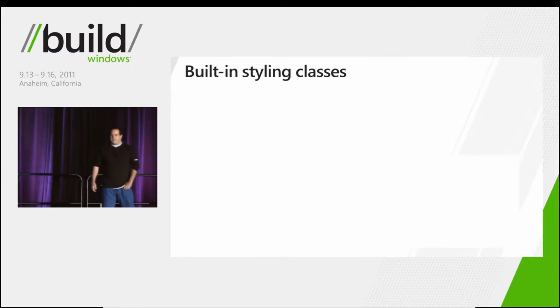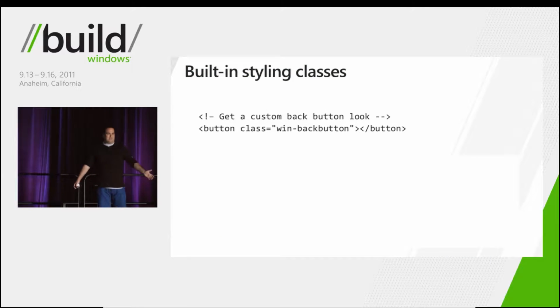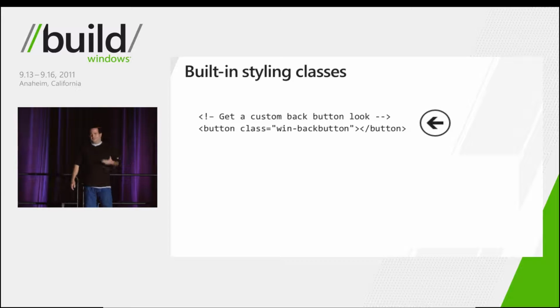Let me show you. So this is a button, pretty easy to declare. Everybody's familiar with it. And to style this button using one of the classes that's built into the default style sheet, all I have to do is add a class that's already been defined in the style sheet. So here I've got button, I say class equals win back button, and my regular button, which is a gray rectangle essentially, gets turned into this circular glyph-based button, which you're probably somewhat familiar with based on the apps that are on your developer machines.